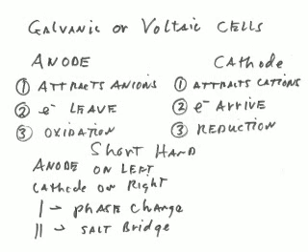In the shorthand, you start out writing the anode on the far left. You then proceed through the cell using a single vertical line to indicate a change of phase, a double vertical line to indicate the salt bridge, and finally coming out at the far right with the cathode.